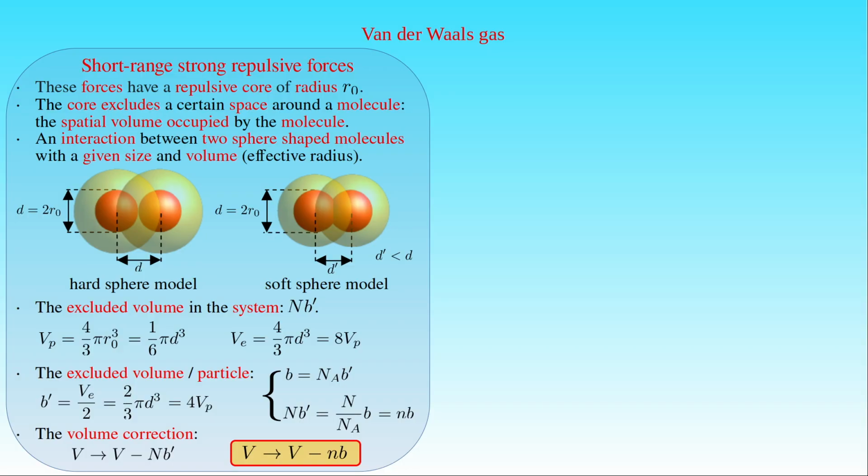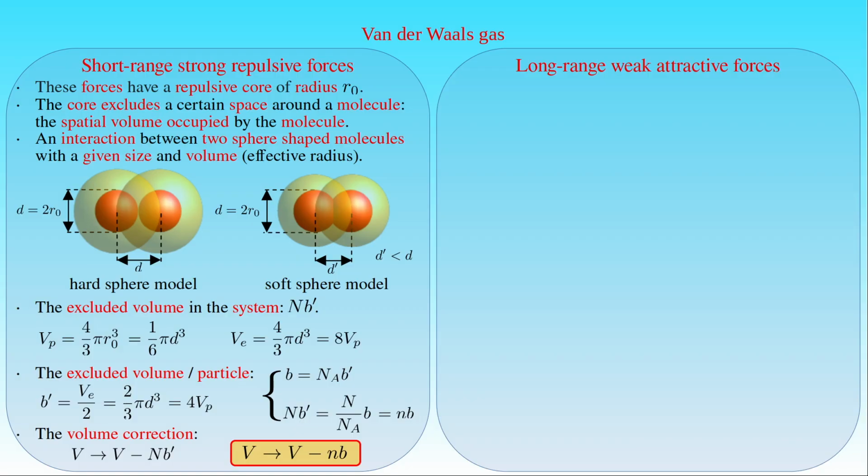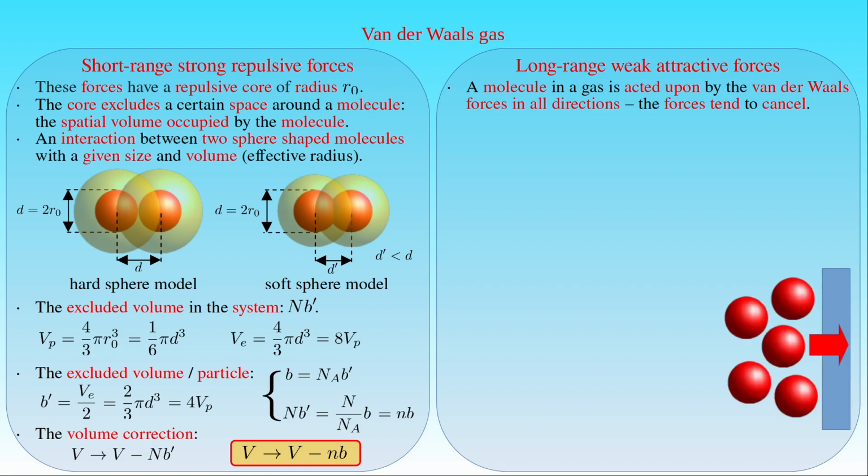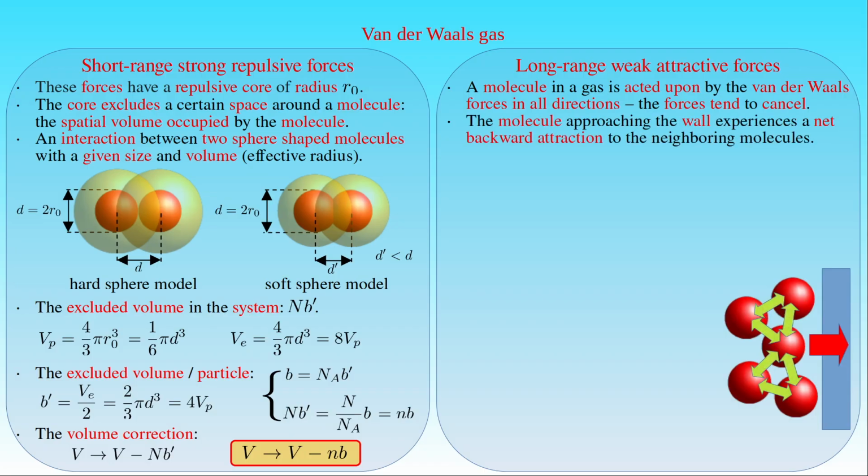The second correction applied for real gases arises from the existence of the long-range weak attractive part of the van der Waals potential. A molecule of a gas in the interior of the container is acted upon by the van der Waals forces in all directions due to the presence of other molecules, which thereby tend to cancel. The pressure of a gas arises from molecules striking the wall of the container, but a molecule approaching the wall experiences a net backward attraction to the neighboring molecules.